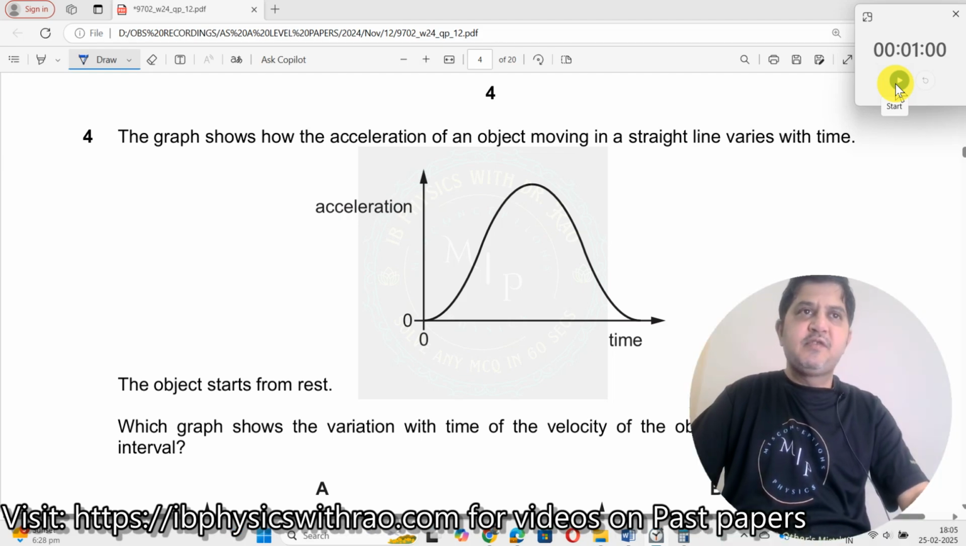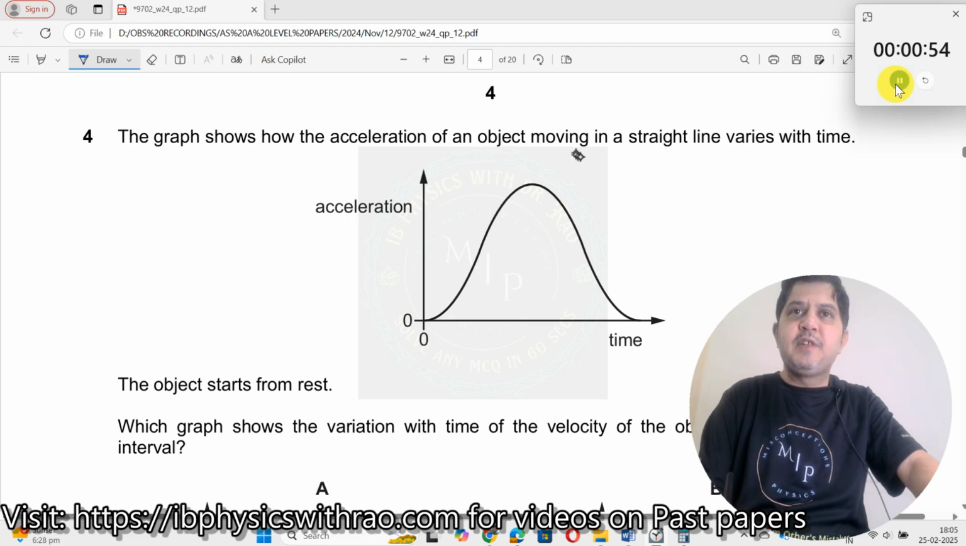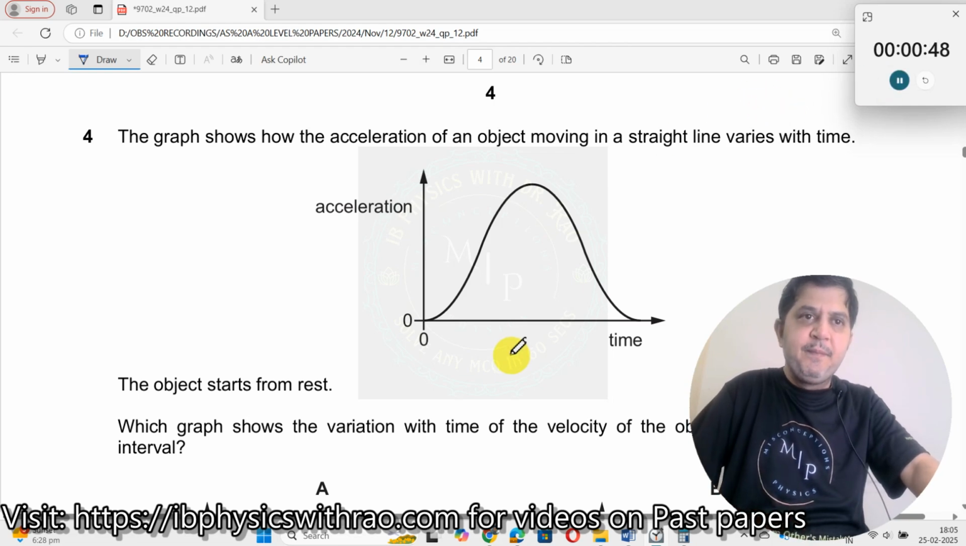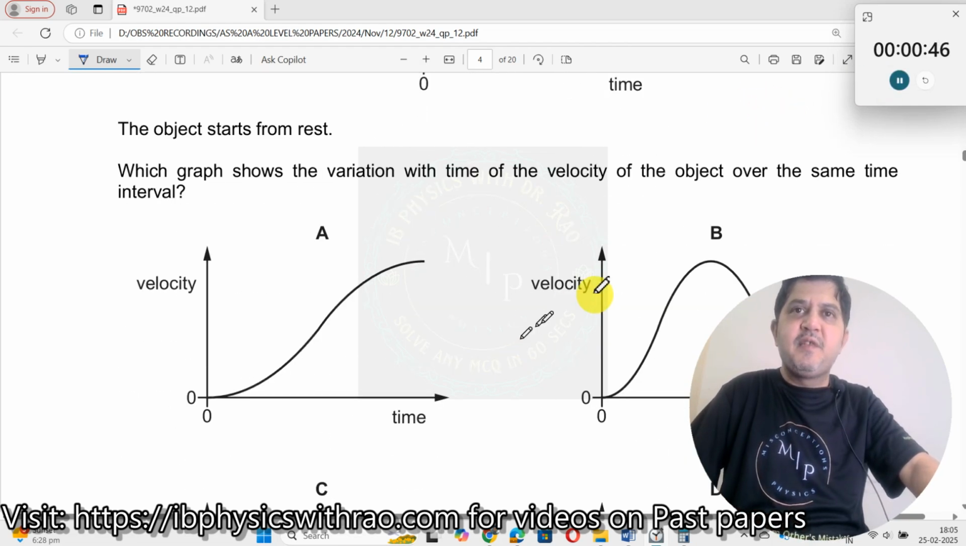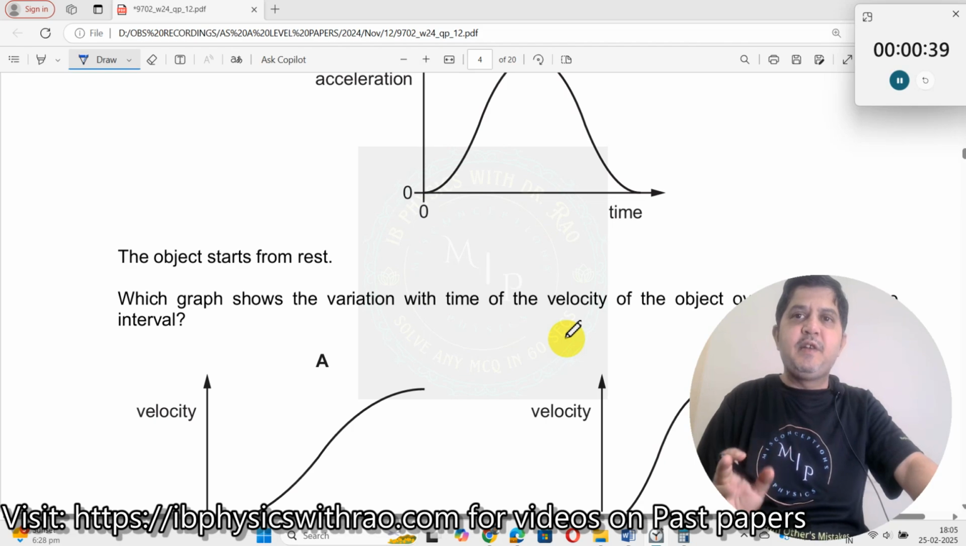Question number 4. This question is taken from November 2024 paper AS level variant 2. That is paper 1-2. The graph shows how the acceleration of an object moving in a straight line varies with time. Okay, acceleration-time graph is given. The object starts from rest. Which graph shows the variation with time of the velocity of the object over the same time interval? So he has given you an AT graph and asked you to find out the VT graph.